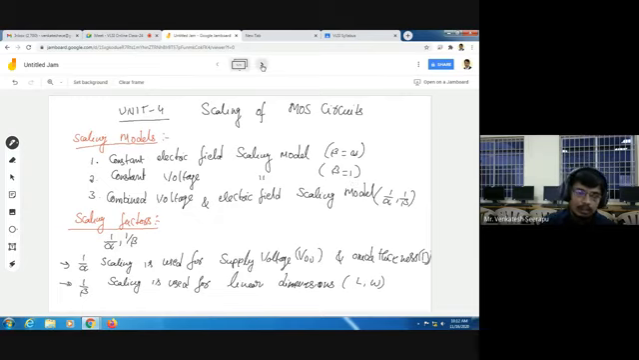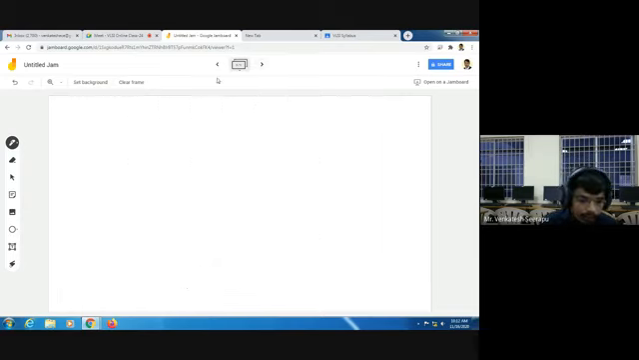And next, we will calculate the different scaling factors for device parameters. Now, we will calculate scaling factors for device parameters.